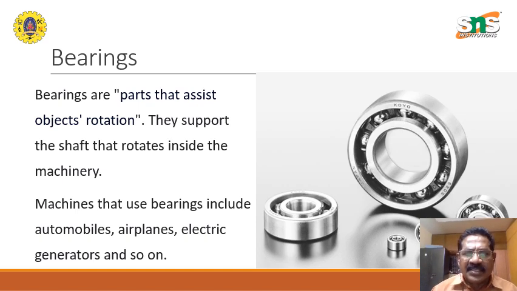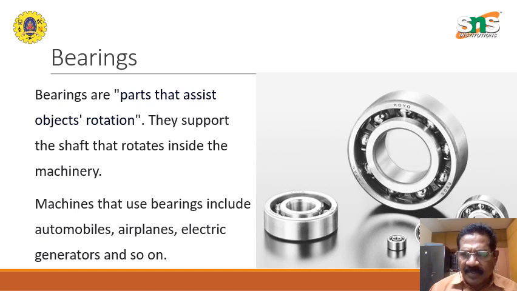Bearings are parts that assist objects in rotation. They support the shaft that rotates inside the machinery. There will be a shaft which is tightly fit inside, and as this rotates, the inner race also rotates over the balls, whereas the outer one is firmly held onto the stationary part of the body. Machines that use bearings include automobiles, airplanes, electric generators, and so on.